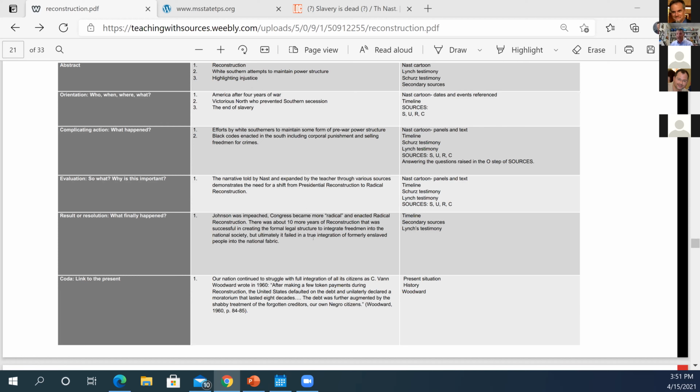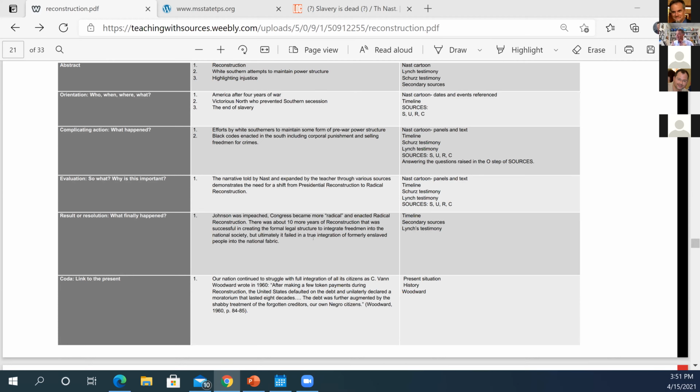The teacher has to bring in the result from this resolution after the students have done the heavy lifting of an analysis. The teacher has to bring in, it's kind of the rest of the story, it's a Paul Harvey part. And then the coda, the link to the present. Our nation continued to struggle with full integration of all citizens, as C. Van Woodward wrote in the 1960s.